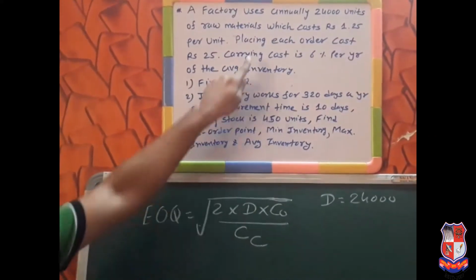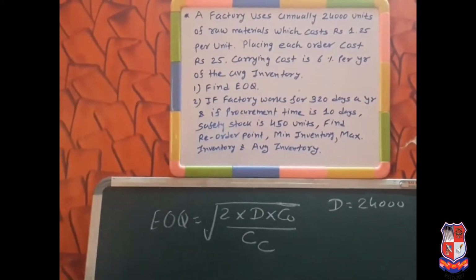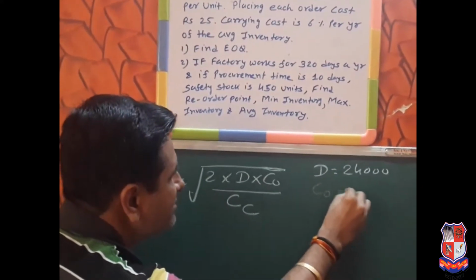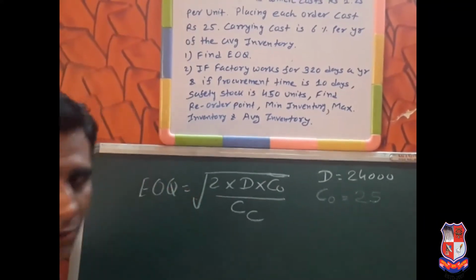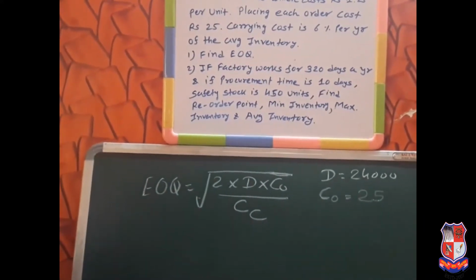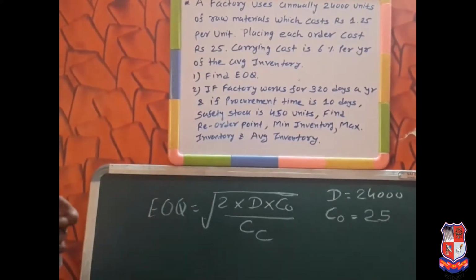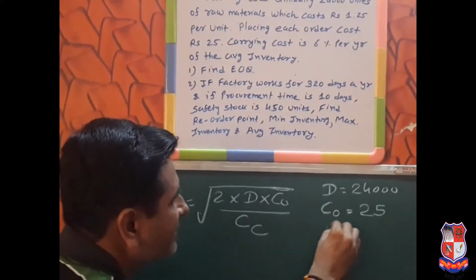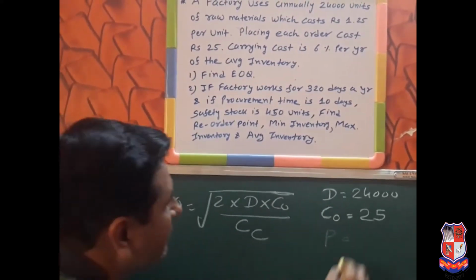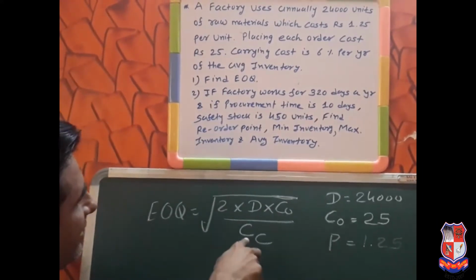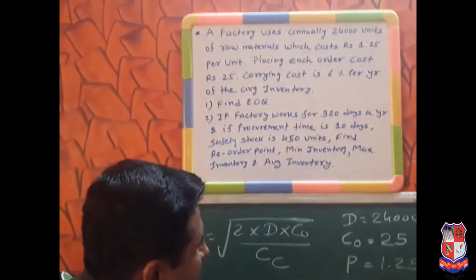Now second, you require the ordering cost. Here the ordering cost is also given. Placing each order costs rupees 25, so your CO is equal to 25 rupees. Then the raw material cost is rupees 1.25 per unit. This is nothing but your product price, so your P is equal to 1.25. And the last one we require in the formula is the carrying cost, CC.